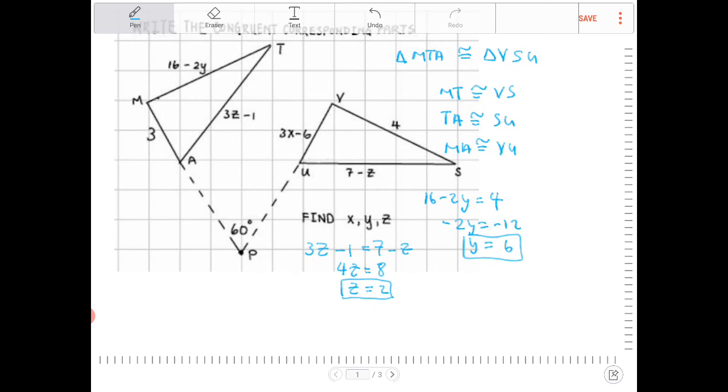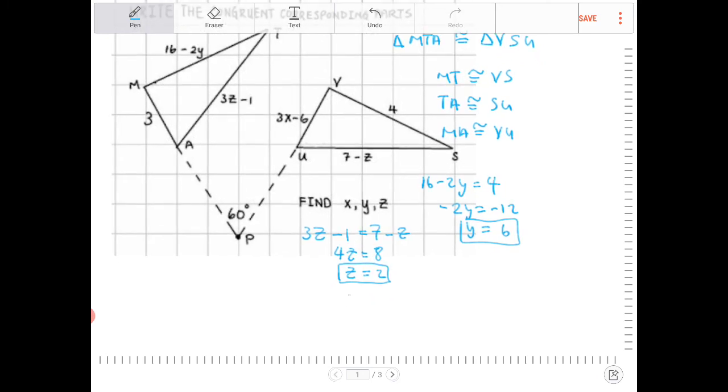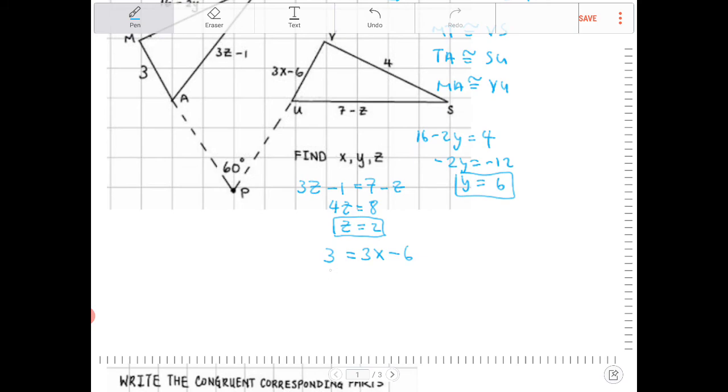And lastly, MA is 3, and that will equal VU, which is 3x minus 6. Add 6 to both sides, I get 9 is equal to 3x. Divide by 3, x is equal to 3, therefore.